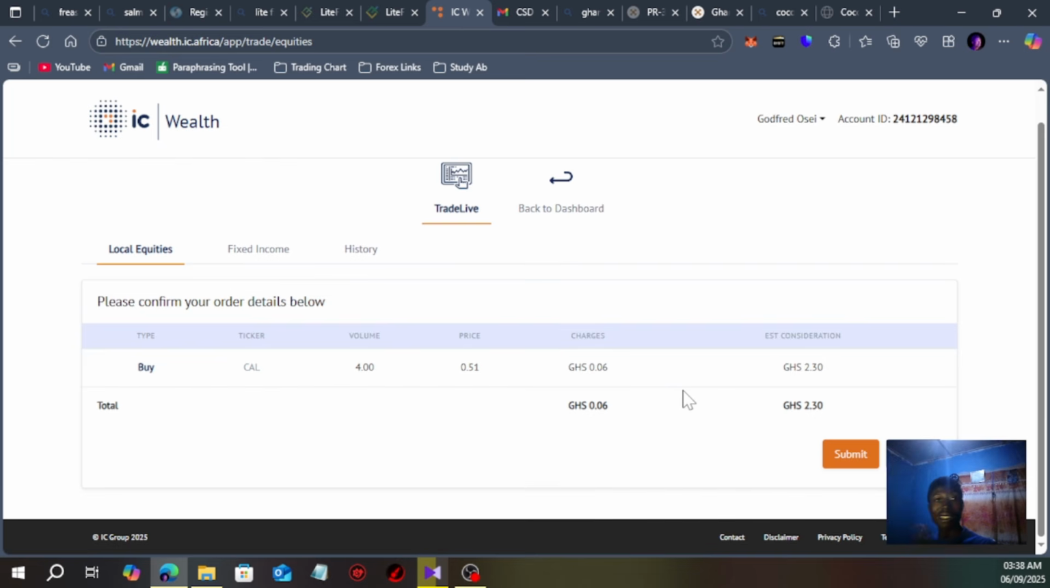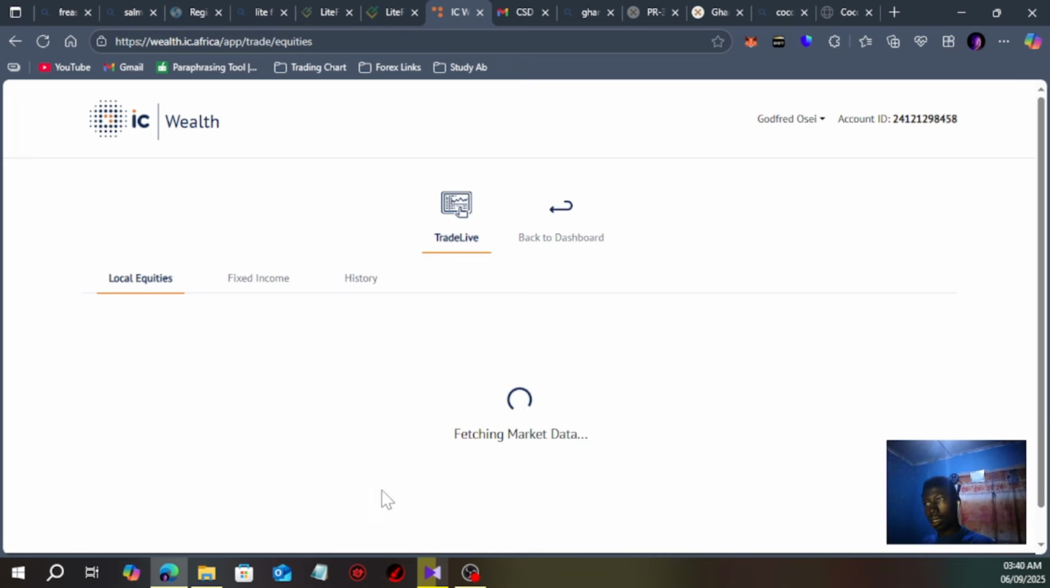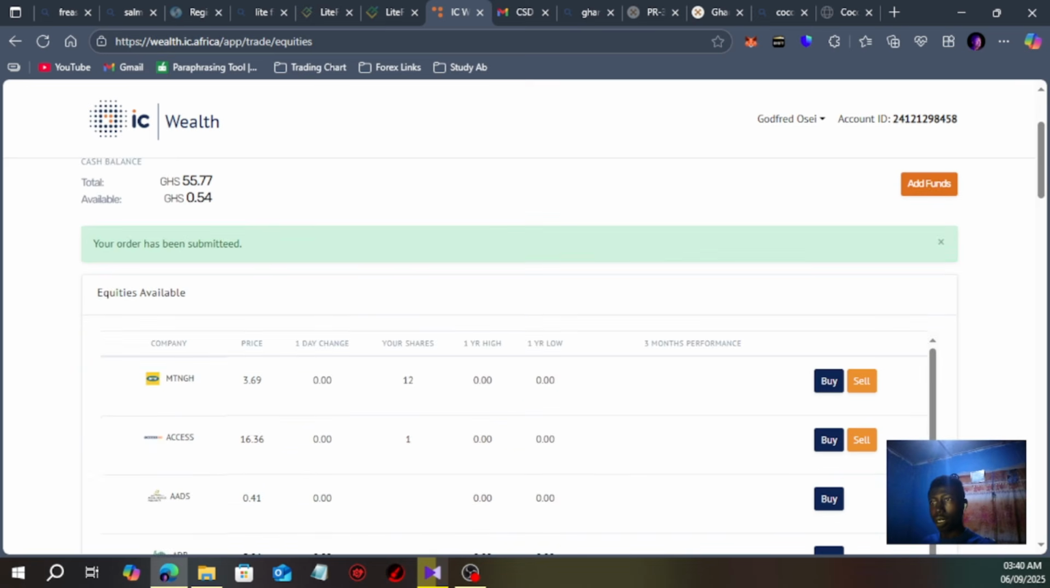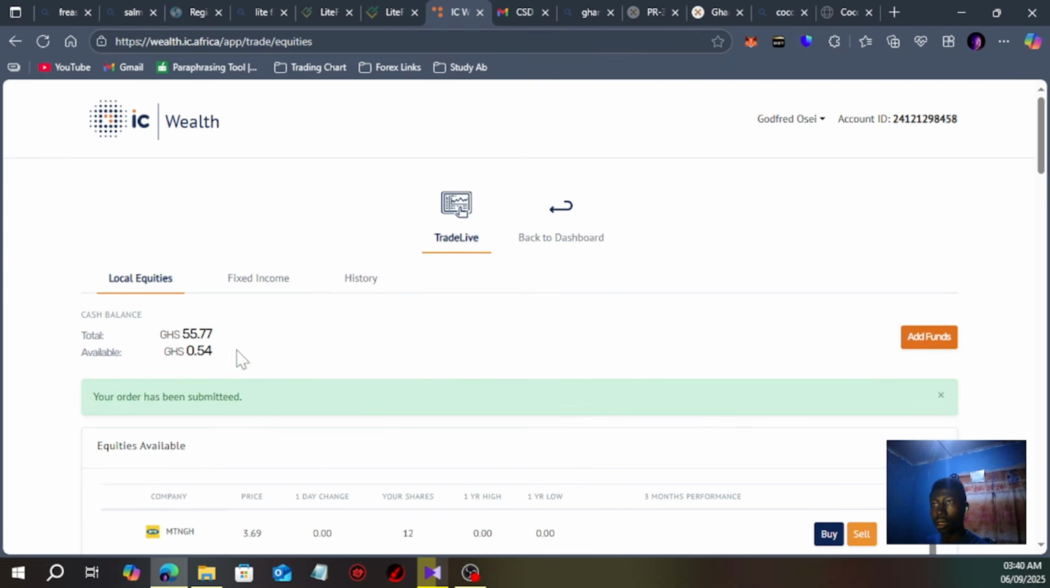And then the charges on the market that they are going to charge me is 0.606. Okay, the broker needs to charge you so they can regulate the system. You know, even banks do charge. This is their interest rate. So this is what I'm gonna pay. So this is 2 cedis 30 pesewas. I click on submit. So I click on submit like this, you know, fetching information from the market, and then done. Okay, so my order has been submitted.